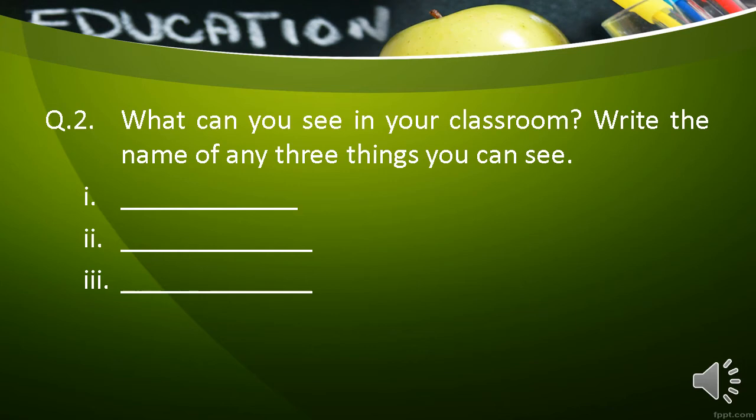Question number 2. What can you see in your classroom? Write the name of any 3 things you can see. You have to write the names of any 3 things in your classroom. The first one, chairs, bags, books.